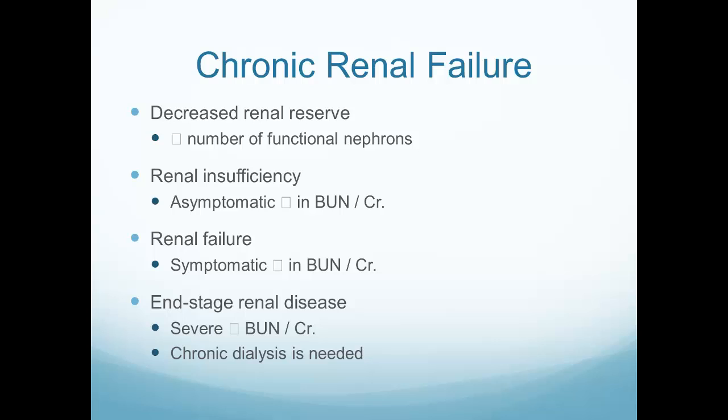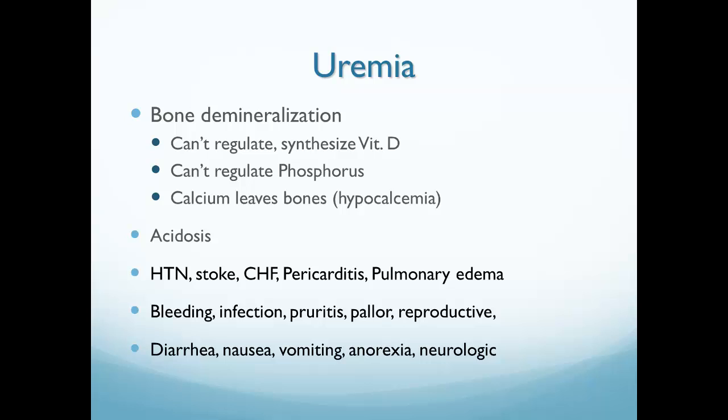Lastly, we have end-stage renal disease. This is the patient who has a severe increase in BUN and creatinine. Chronic dialysis is going to be needed for this patient because of the chronic high amount of uremia that we have in the bloodstream.